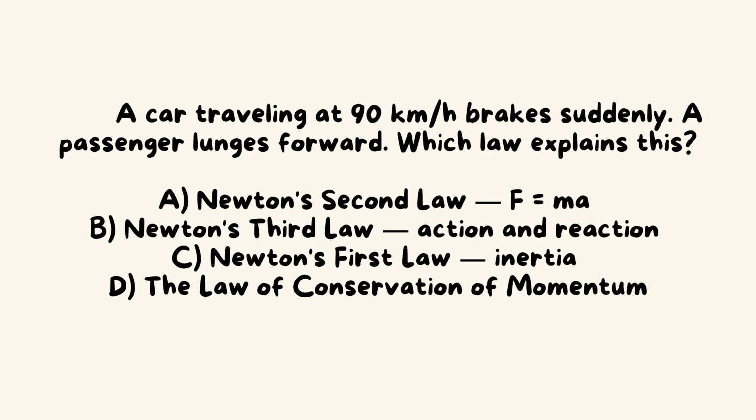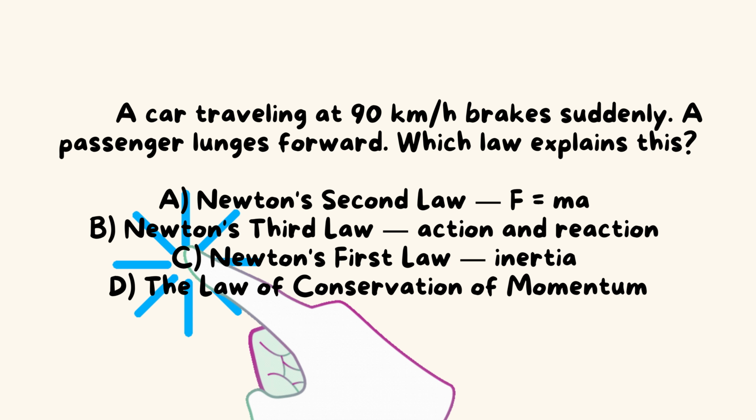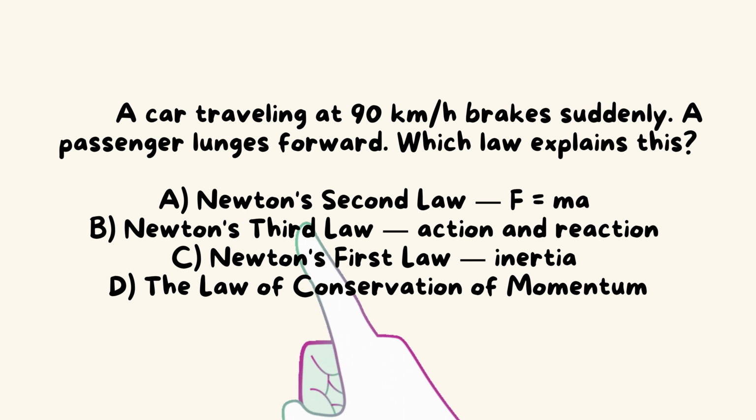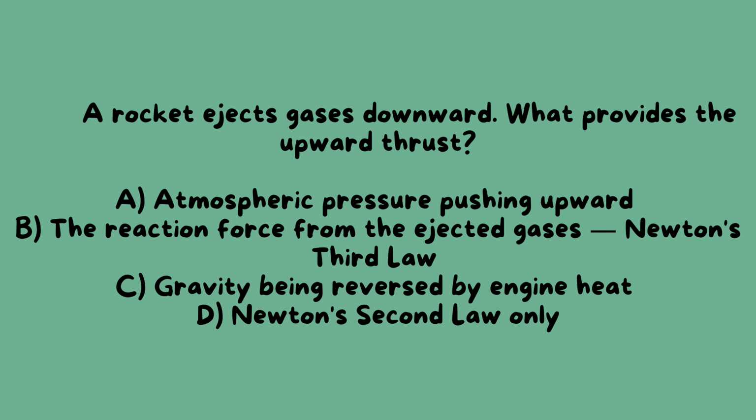2. A car traveling at 90 kilometers per hour brakes suddenly. A passenger lunges forward. Which law explains this? A. Newton's second law, F equals ma. B. Newton's third law, action and reaction. C. Newton's first law, inertia. Or D. The law of conservation of momentum. Answer: C. The passenger's inertia resists deceleration. First law.